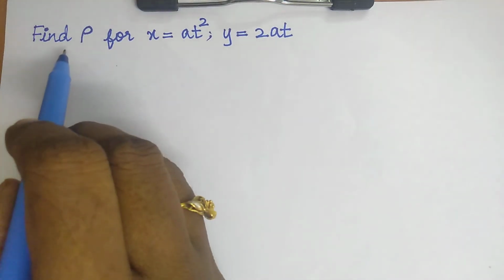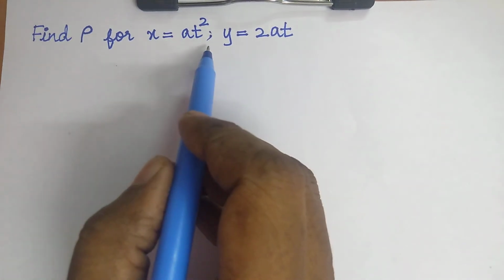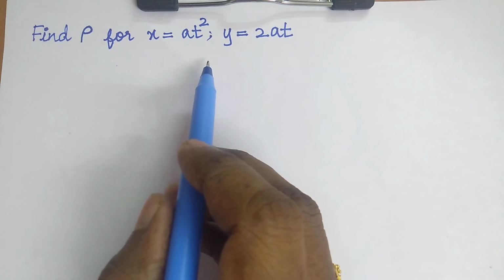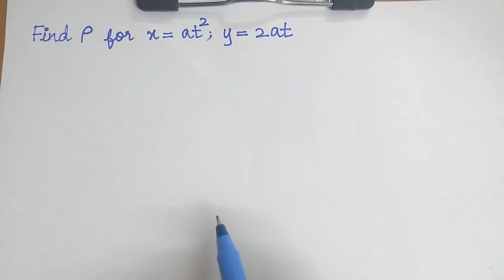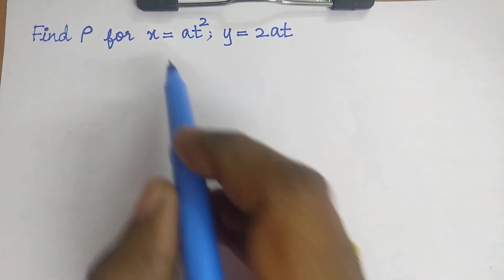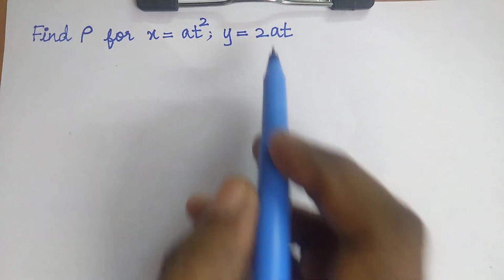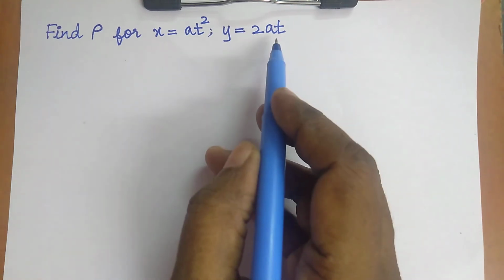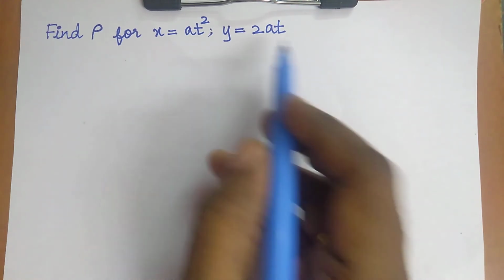Look at the second question. Find rho for x is equal to at square, y equal to 2at. So this is the question. The same question can be asked as: find the radius of curvature for the parabola at parametric coordinates. So this is the parametric equation of parabola. So x equal to at square, y equal to 2at is the parametric equation of parabola.